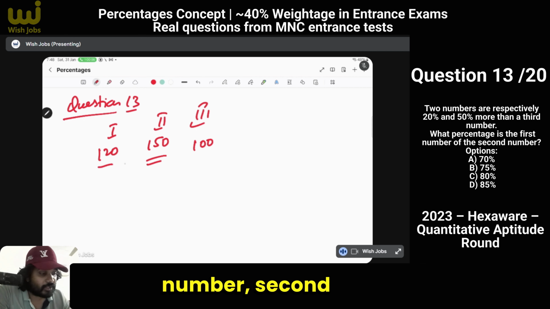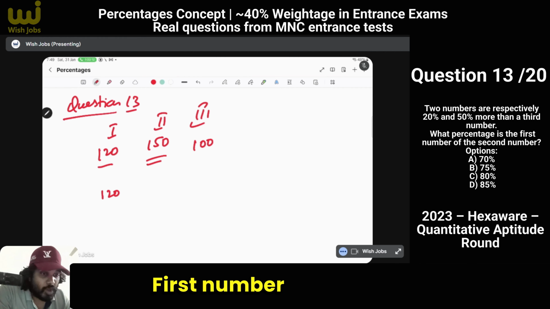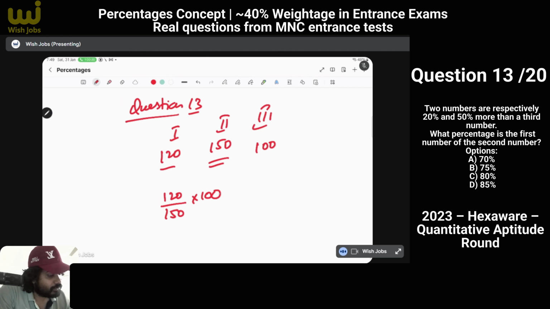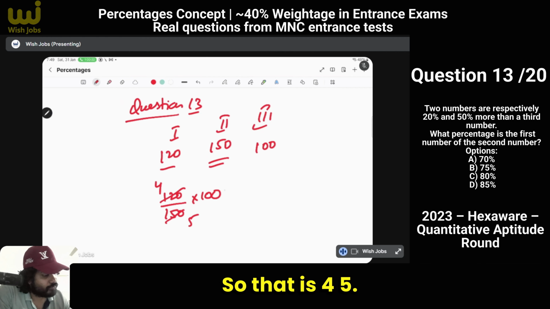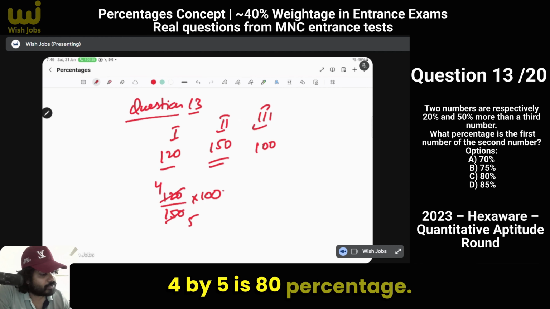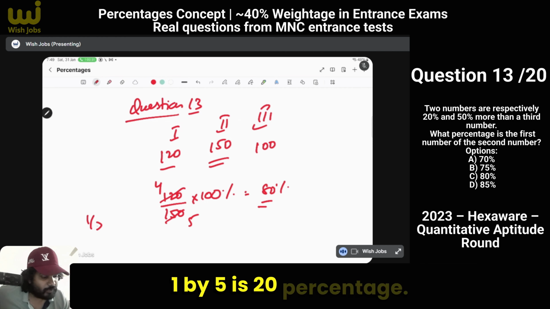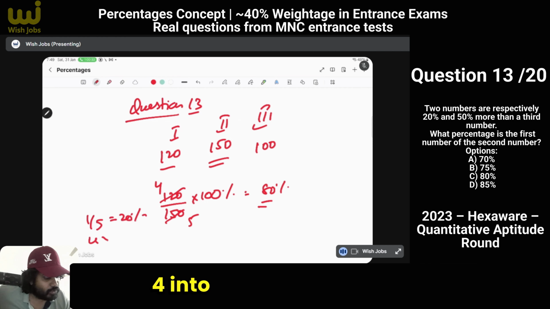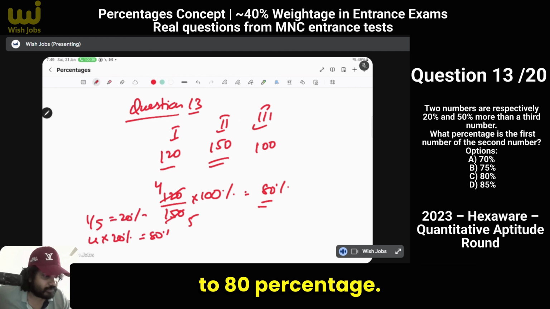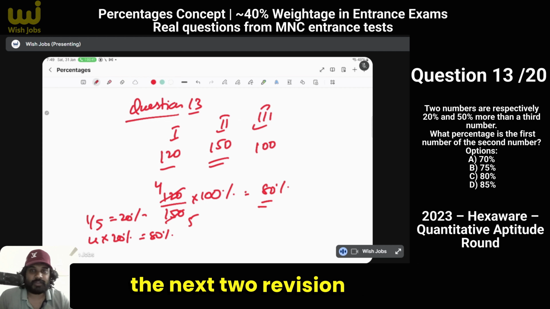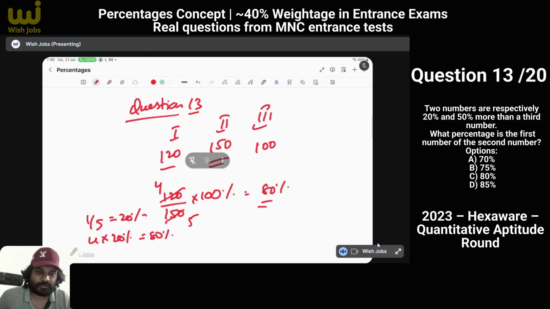So you know the first number, second number and third number. What percentage is the first number of the second? It is 120 by 150 into 100. You need to calculate the percentage. So that is 4 by 5, which is 80%. That will be your answer. 1 by 5 is 20%, 4 into 20% equals 80%. That is your answer. And try to solve the next two revision problems in the 13th and share your answers.